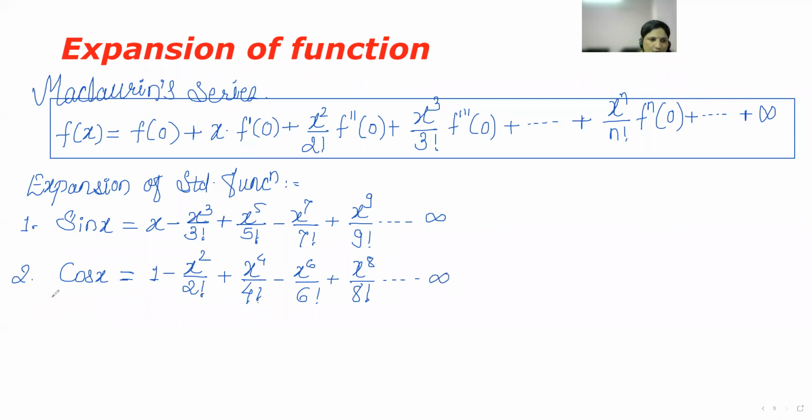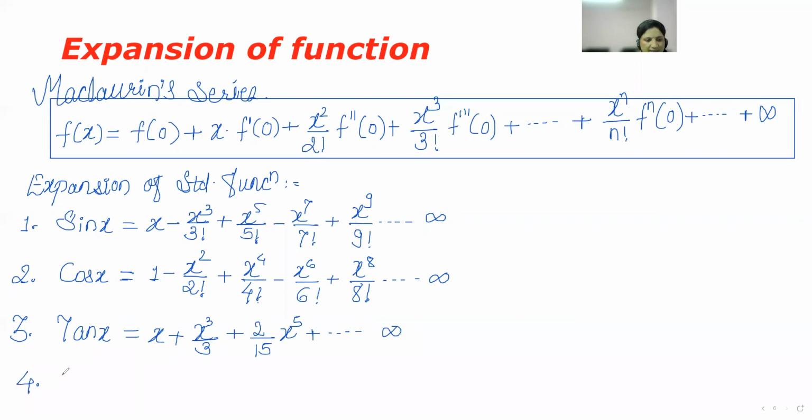Okay, then go for next. Third, tan x. Expansion of tan x: x plus x cubed by 3 plus 2 by 15 x raised to 5, plus so on up to infinity.